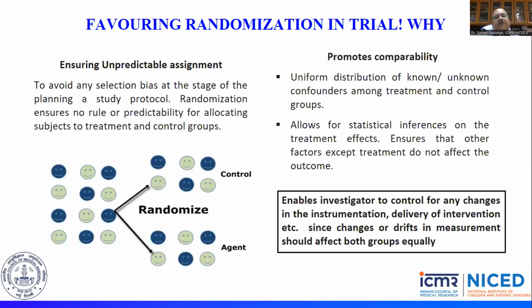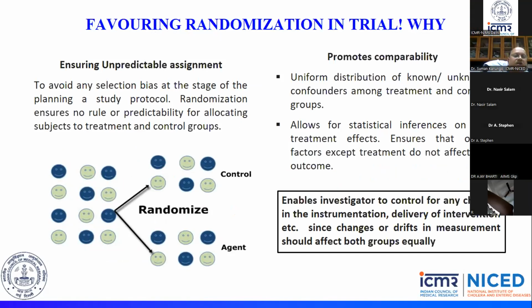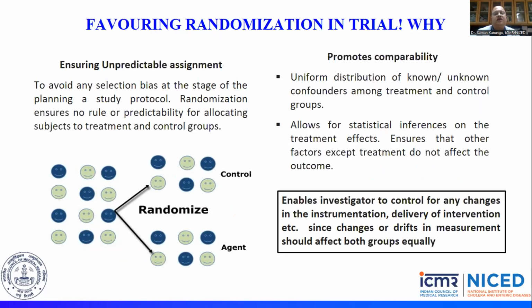So now what is the favoring randomized trial? Why do we randomize? As I told you, it ensures unpredictable assignment, given unknown confounders. It avoids any selection bias at this stage of planning a study protocol. Randomization ensures no rule or predictability for allocating subjects to treatment or control groups. There are various methods of randomization. We can do simple randomization, I will discuss that later, to control the unknown confounders. And it promotes comparability.